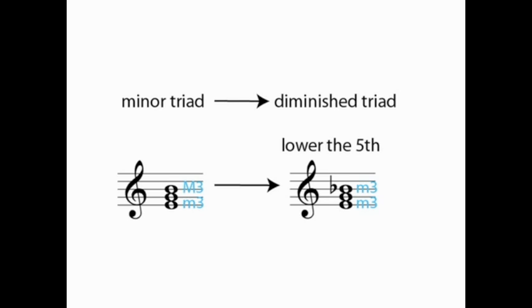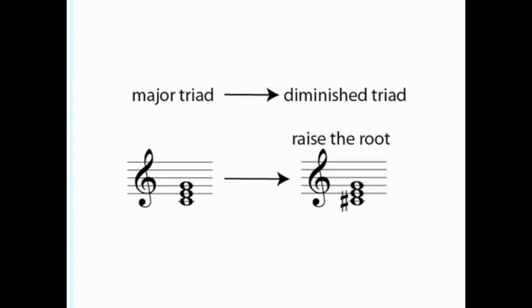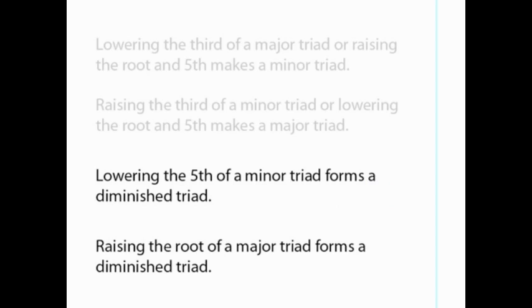We can do something similar with a major triad. Start with a C major triad and raise the root and make a C sharp diminished triad. So in that case, we're starting with a major third on the bottom, and by raising the root, the major third becomes a minor third, and you see that you get a triad with two minor thirds. So you see that lowering the fifth of a minor triad forms a diminished triad, and raising the root of a major triad forms a diminished triad.